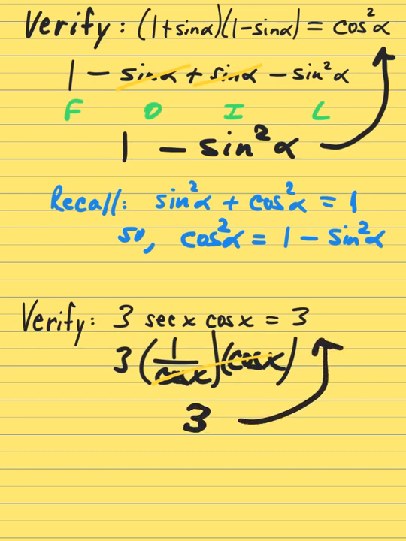Okay, so the main things to remember for this particular section, and the way that WebAssign is going to try to guide you through an identity verification, is change as much as you can into terms of sine and cosine, and also work from the harder side of the equation given and try to make it look like the easier side given.